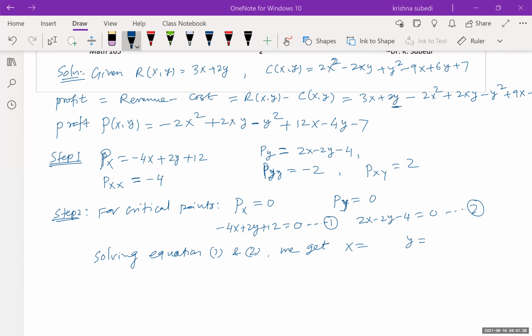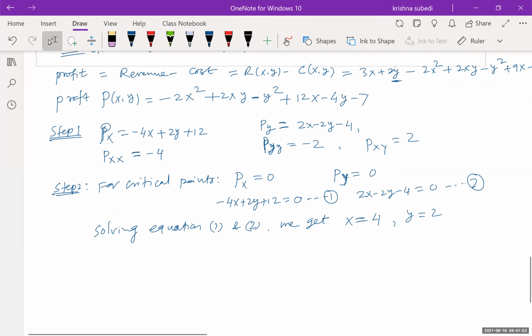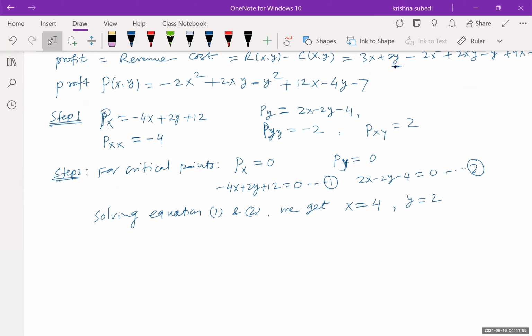All right, guys, pretty much everyone got the answer to be x equals 4 and y equals 2. I trust you guys because it's very difficult to get the same wrong answer. Everybody got this one in the chat box, I can see that. So therefore the critical point is 4 and 2.